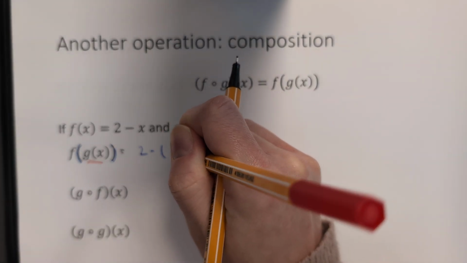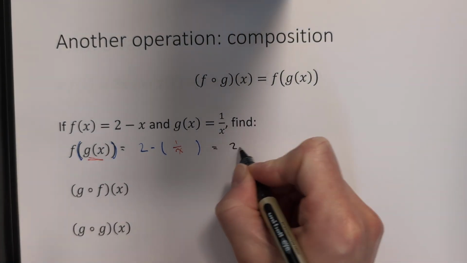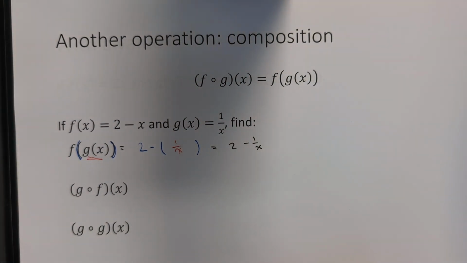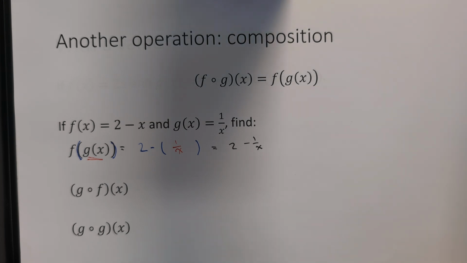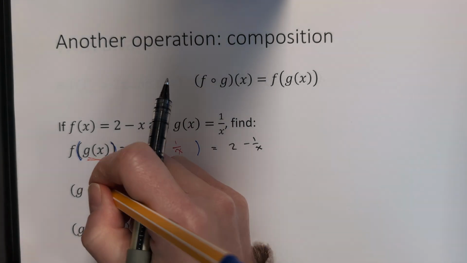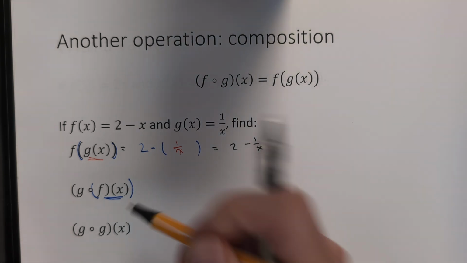Err on the side of more parentheses than too few. This can't really be simplified all that much, but we'll write it out here, distributing, well, nothing really to distribute. 2 minus 1 over x. You can go the other way. You can compose with itself. So this would be as if you had g inside of f inside of g. So this goes into this bigger function.